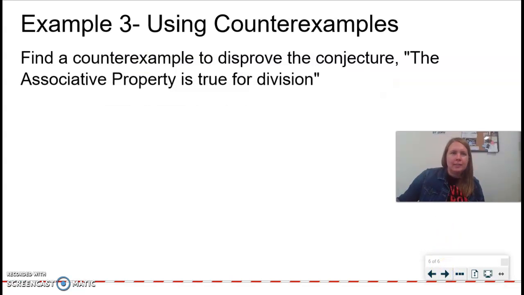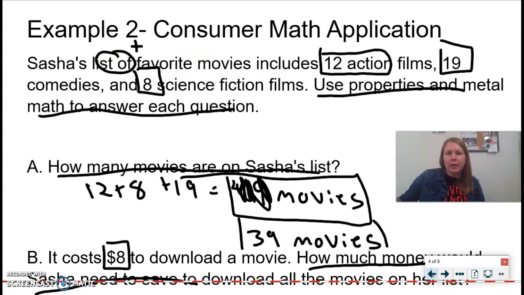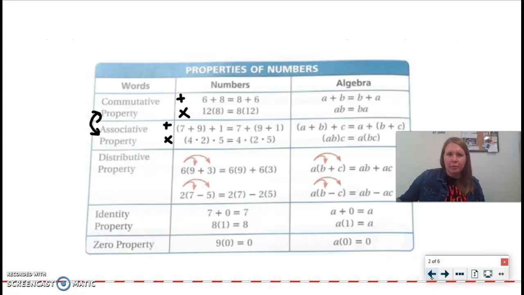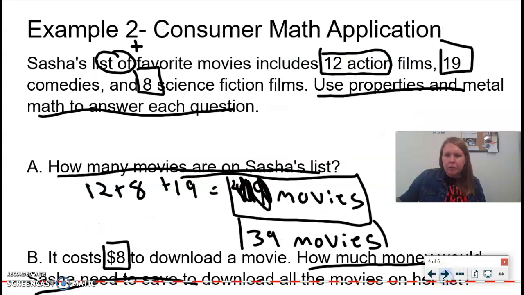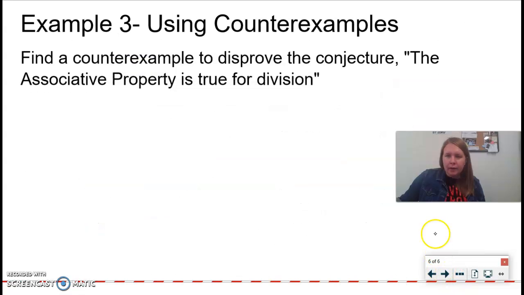So let's look at this. It says, using counterexamples, find a counterexample to disprove the conjecture that the associative property is true for division. All right, so we have to go back and look at what the associative property is. I always get confused on my properties too. It's the one where you're multiplying all the way through and just changing up your parentheses. So let's come up with an equation where we have 3 different things that we're dividing.